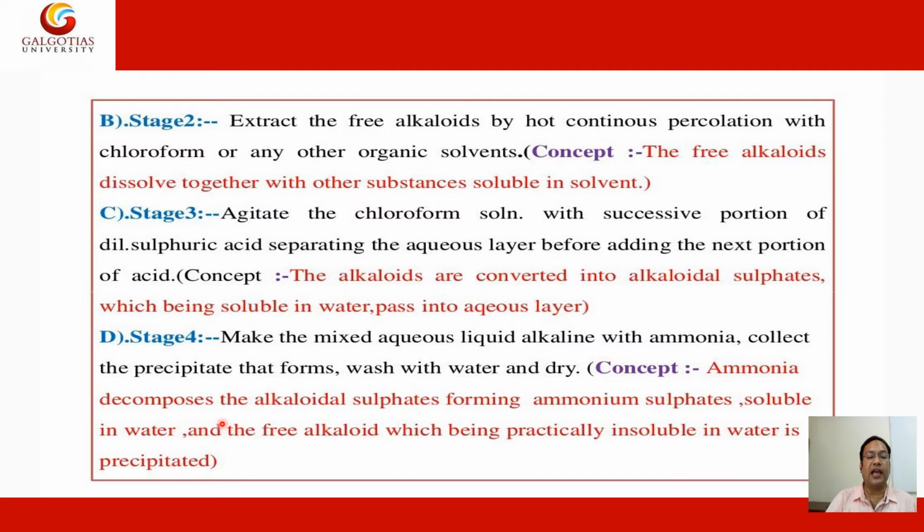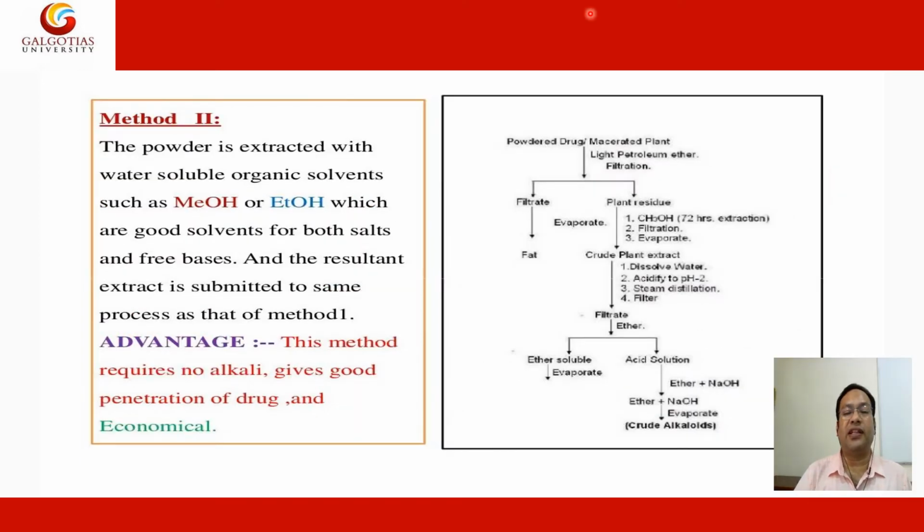Stage 4: make the mixed aqueous liquid alkaline with ammonia, collect the precipitate that forms, wash with water and dry. Concept: ammonia decomposes the alkaloidal sulfates, forming ammonium sulfate soluble in water, and free alkaloids, which being practically insoluble in water are precipitated. Okay, so method 2. Method 2: the powder is extracted with a water-soluble organic solvent such as methanol or ethanol, which are good solvents for both salts and free bases.